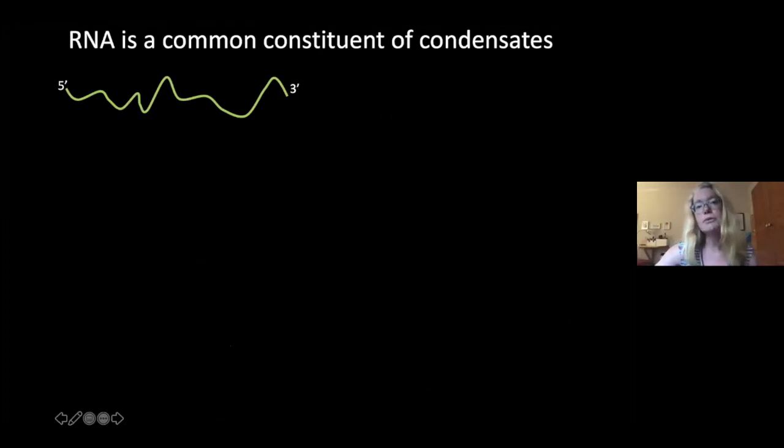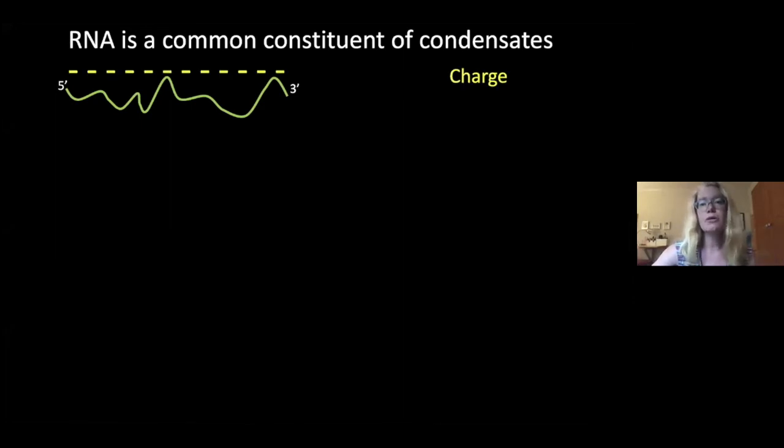And in my group, we're really focusing on the RNA or the nucleic acid component of condensates. And there's a lot of really interesting features of RNA that we think are contributing, that RNA molecules are contributing to the features of condensates. But I should say these are very, very understudied.